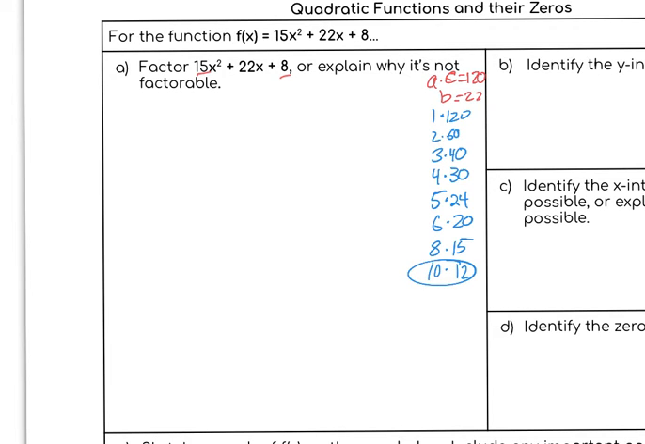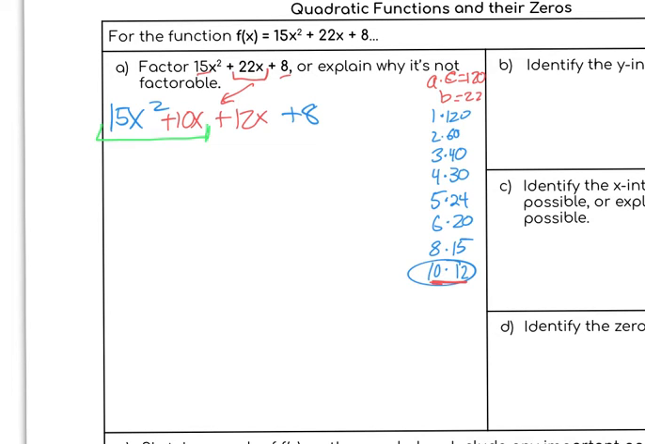So I'm going to rewrite this. I'm going to rewrite this as 15x squared, and the plus 8 is going to stay the same. I left lots of room so I can do some stuff in different colors. Then we got plus 10x plus 12x on the inside. So all we did was split the 22 into 10 and 12 because that's what this suggested to us. That's the hardest part about factoring, is finding those numbers to make this work.